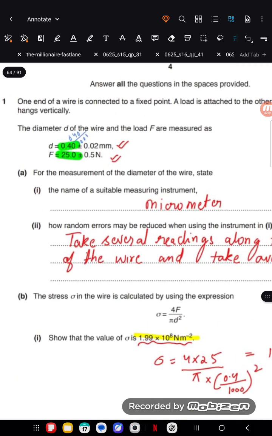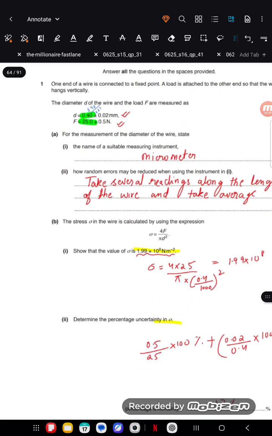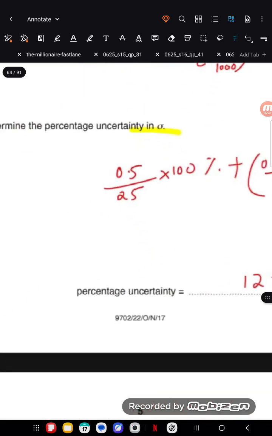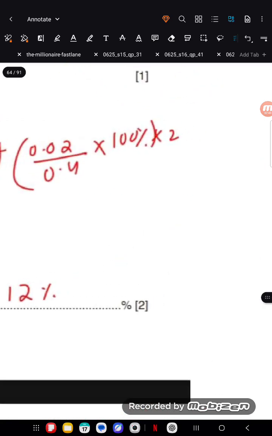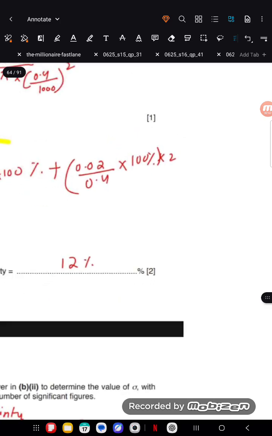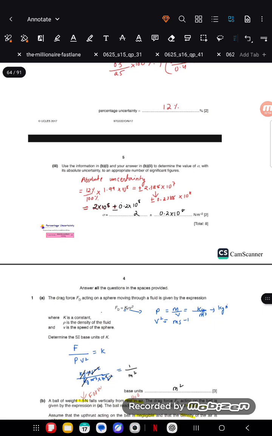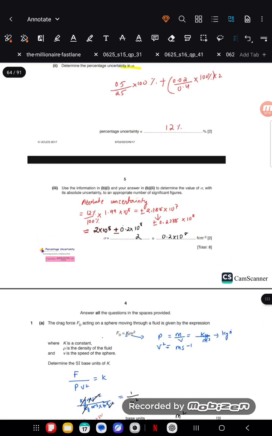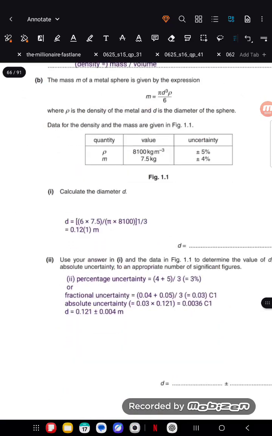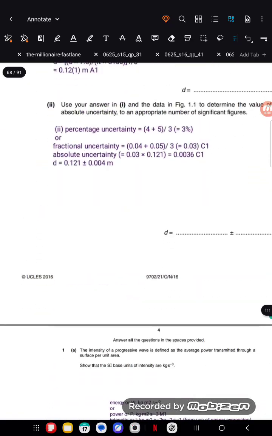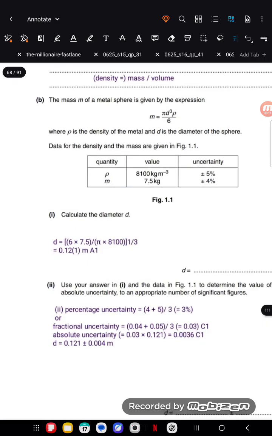So see here, these are given in decimal, okay? Then you have to write in this way. Uncertainty divided by value, multiplied by 100 plus this, okay? Uncertainty divided by value, multiplied by 100, and power because it was power 2, that's why I multiply with 2. And if you get the percentage uncertainty, you know what you have to do. You have to just substitute here and get the absolute uncertainty. So everything is very easy here now. I hope you can solve all the questions.